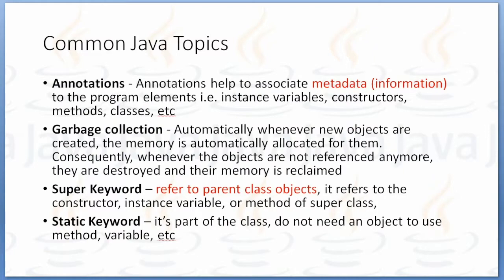Annotations. Annotations help to associate metadata information to the program elements: instance variables, constructors, methods, classes, etc. Garbage collection. When new objects are created, the memory is automatically allocated for them. Whenever the objects are not referenced anymore, they are destroyed and their memory is reclaimed. Super keyword. Refers to parent class objects. It refers to the constructor, instance variable, or method of the superclass. Static keyword is part of the class. You do not need an object to use the method, variable, etc.